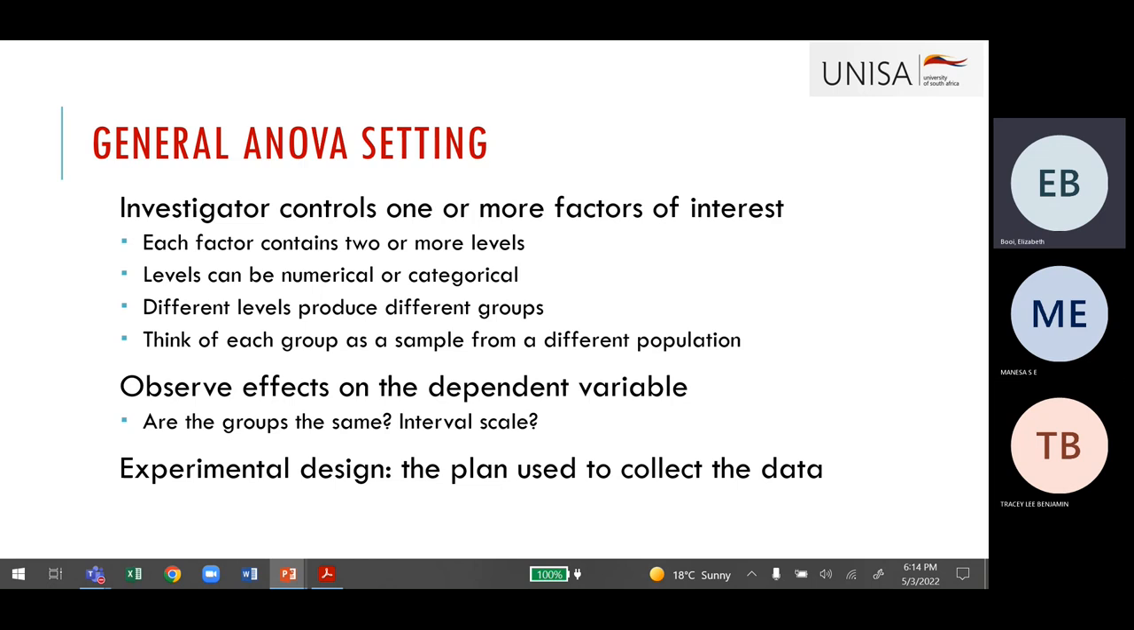You just need to make sure that you think of them as two samples that were selected from two different populations, even though they might come from the same population and you just want to check the differences amongst the groups. But think of it as if they are distinct.